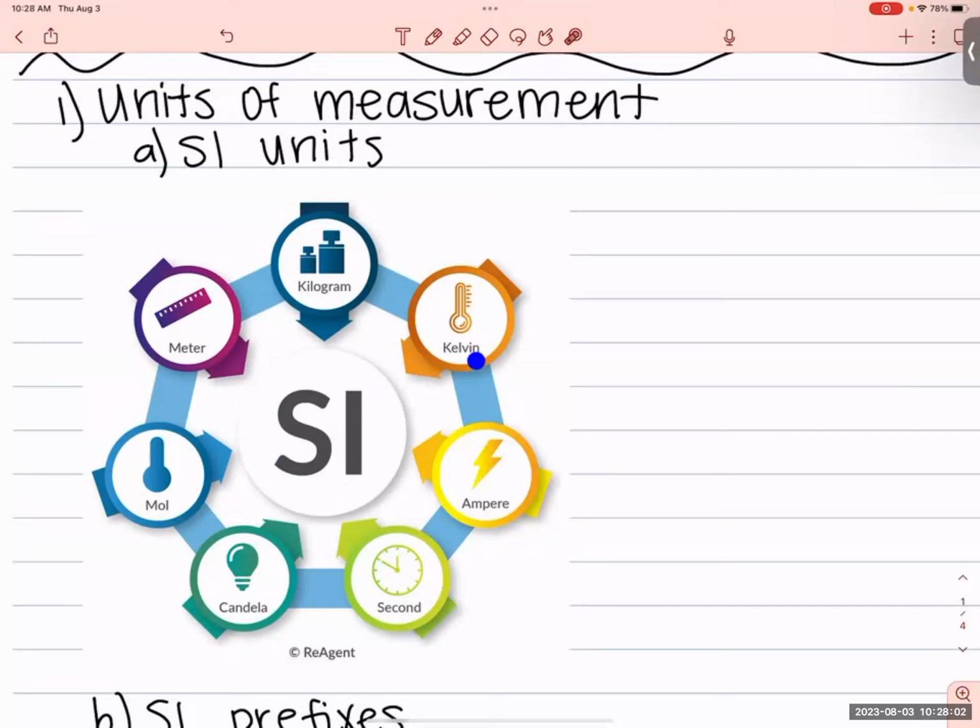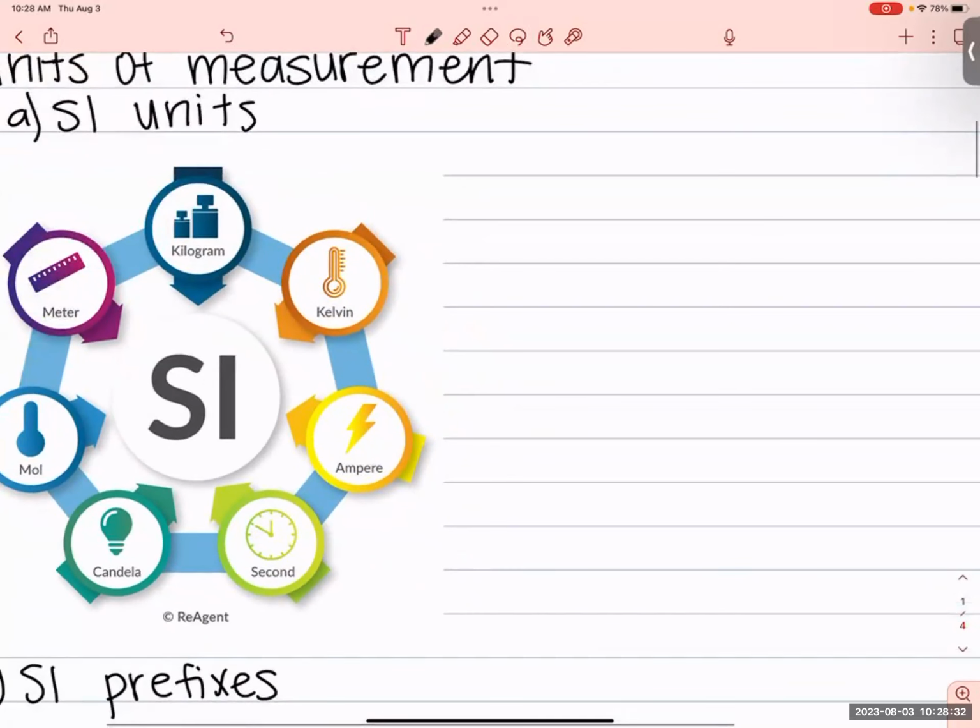Temperature is a unit called Kelvin. So not Fahrenheit, not Celsius. Current is an amp. Time is second. Luminous intensity is candela. We're not going to worry about amps and candelas in this class. The amount of something is a mole, and measurement of length is a meter.